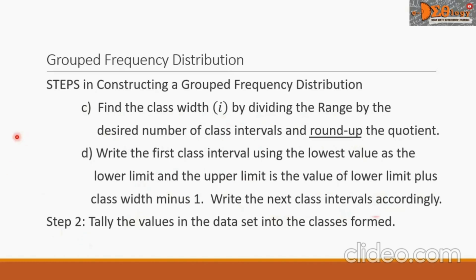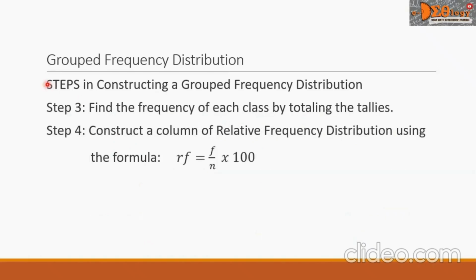Step 2, tally the values in the data set into the classes formed. Step 3, find the frequency of each class by totaling the tallies. Step 4, construct a column of relative frequency distribution using the formula RF, that stands for relative frequency, equals F over N times 100.